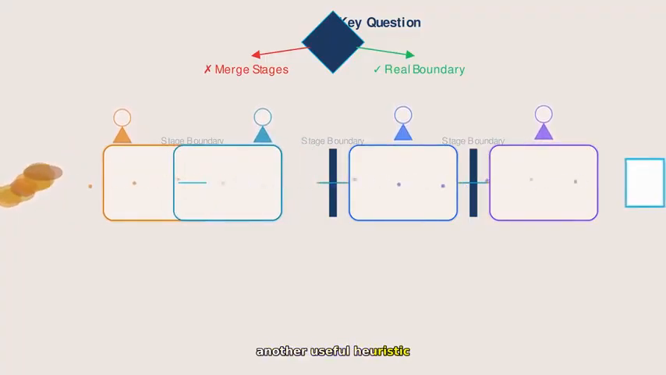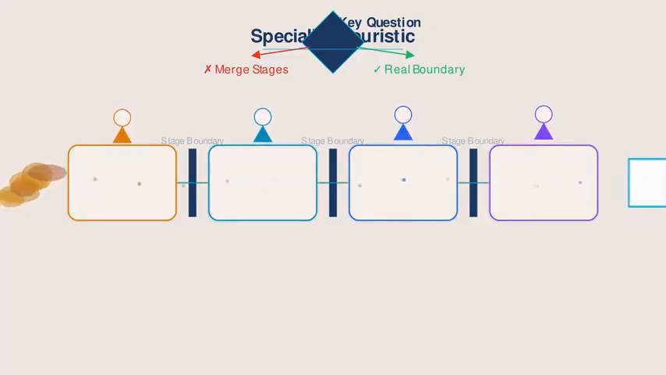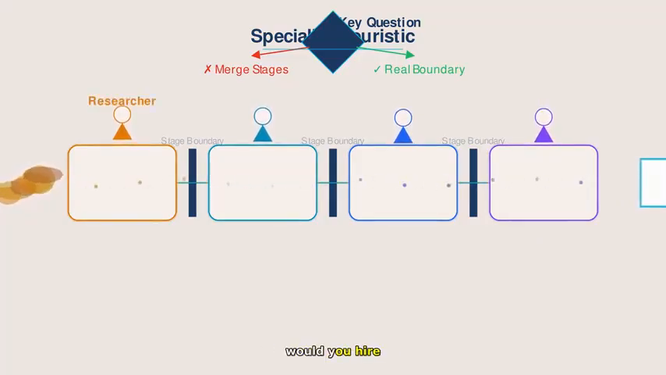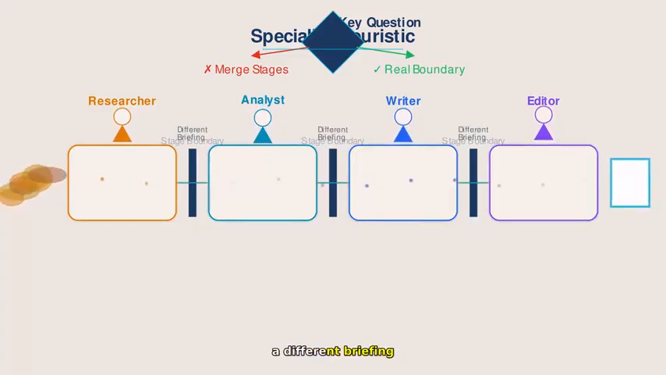There's another useful heuristic for identifying stage boundaries, the specialist question. Imagine you could hire a different specialist for each task. Who would you hire to gather information? A researcher. Who would you hire to evaluate what's relevant? An analyst. Who would you hire to structure and write the content? A writer. Who would you hire to ensure it matches the format and brand voice? An editor. Each specialist needs a different briefing.